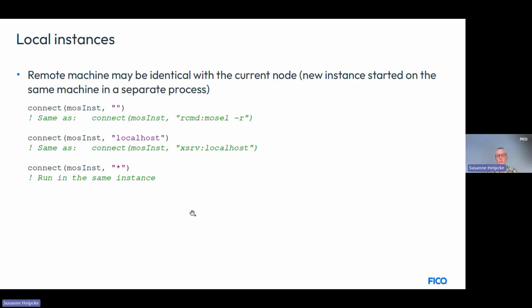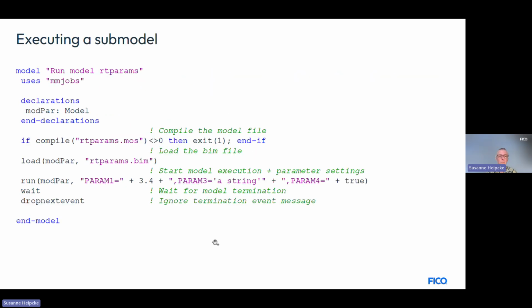If you just want to do tests on your local machine, you can leave the string empty, then it is performing this command here. If you put localhost, then you need to have started XPRMSRV, sorry. Or you can say with the asterisk, you just run exactly in the same Mosel instance.